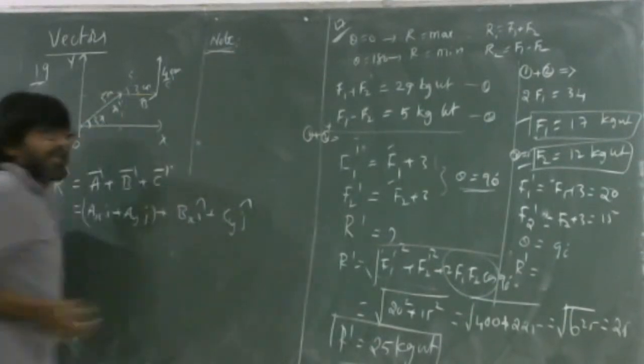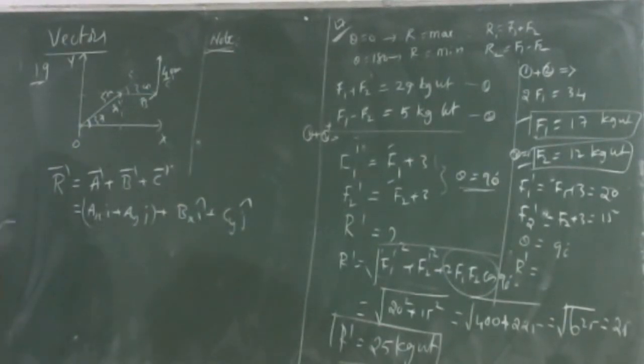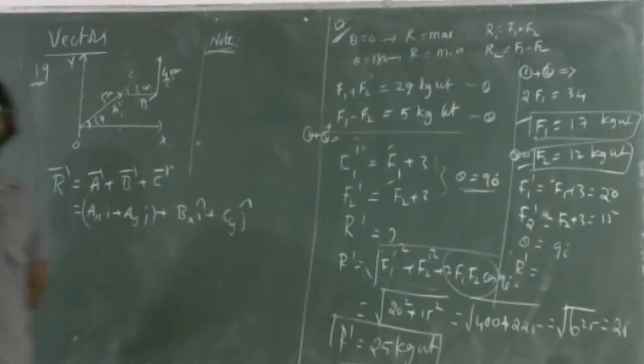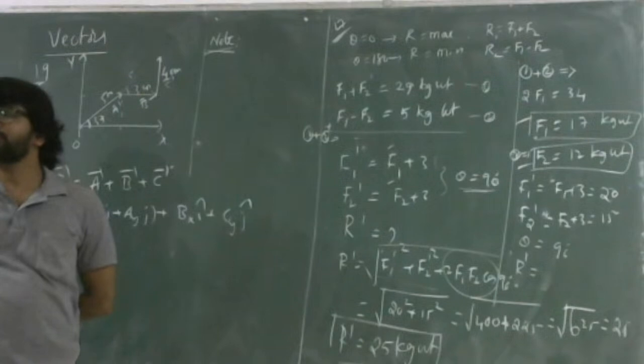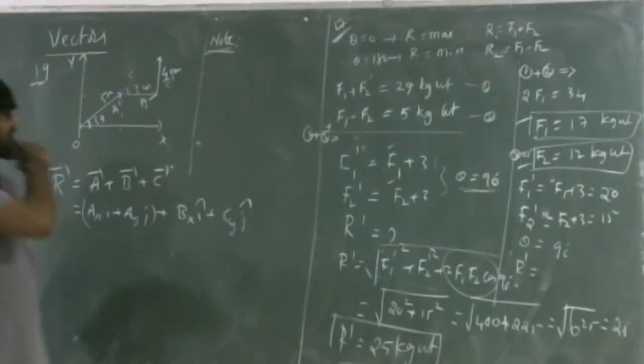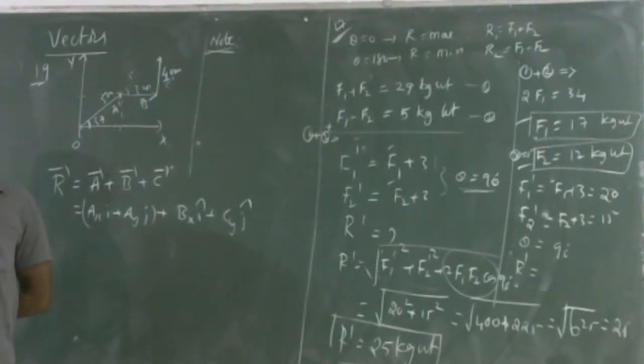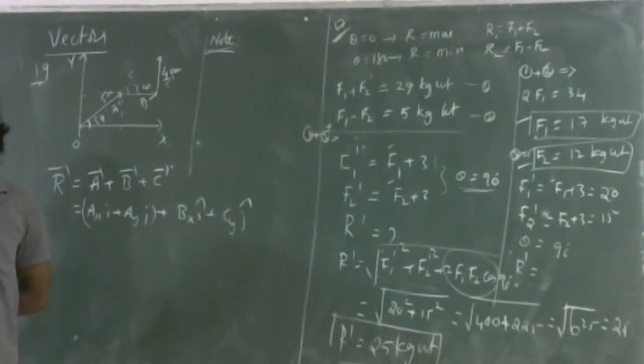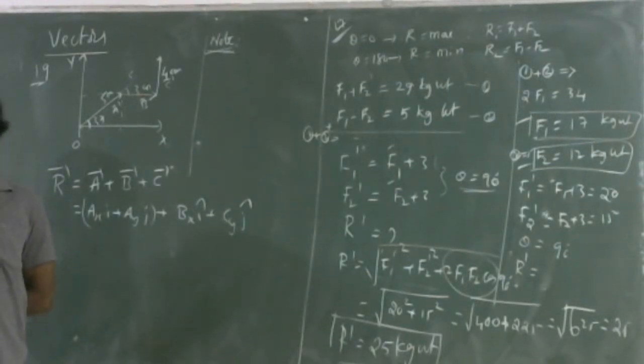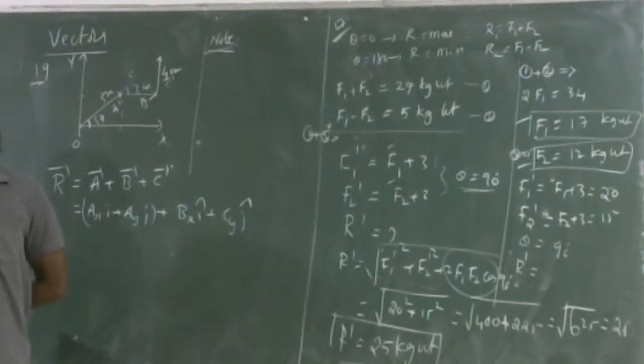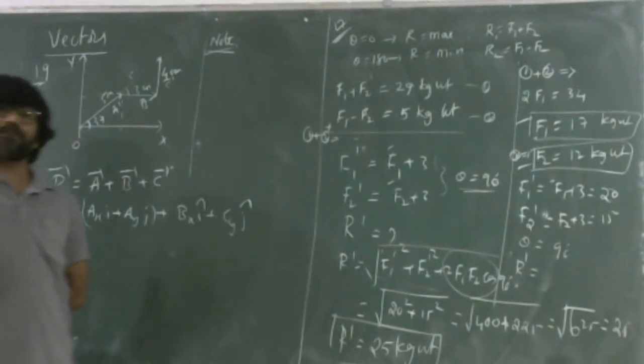The vector lying along the x-axis, the y and z components will be 0. Only it will have an x component. And vice versa. Means for the vector lying along the y-axis, the other components will be 0. Means x and z components will be 0. The vector lying along the z-axis, the x and y components will be 0.